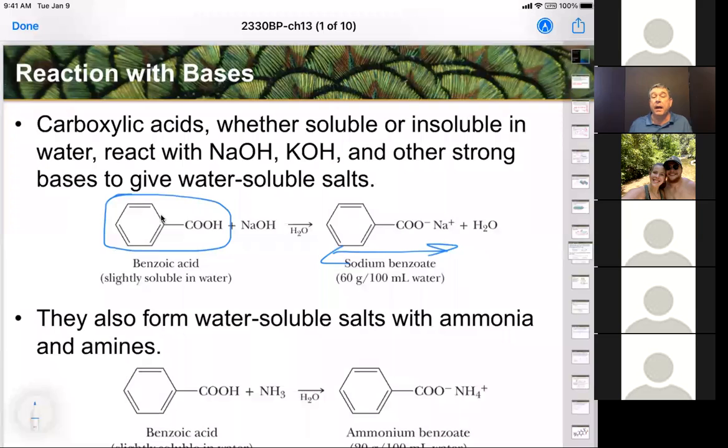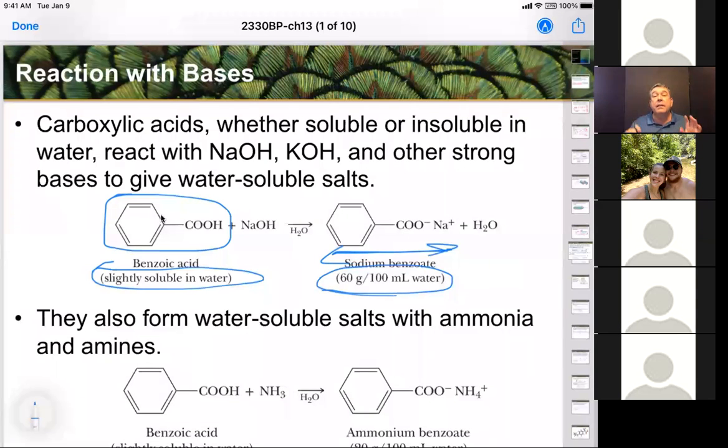Now, the cool thing about that is that this is barely soluble in water because we have 7 carbons and only 1 thing to hydrogen bond to. By making it the salt, it becomes pretty darn soluble in water. So most carboxylic acids are much more soluble in water if they are turned into their carboxylate salts.